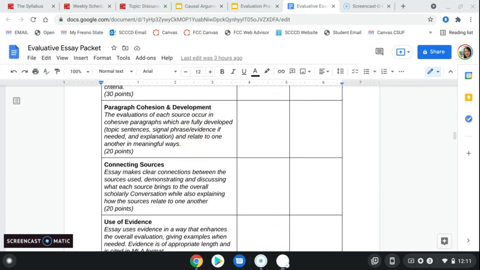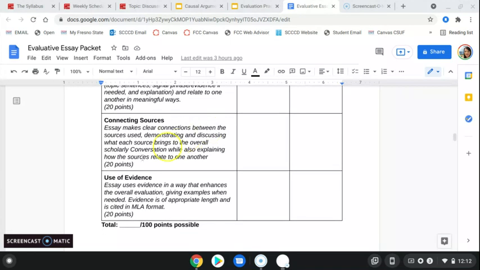As you're completing your evaluations, you should be using complete and cohesive paragraphs. So this is where you get credit for that. That's up to 20 points. Make sure that your paragraphs are each sufficient self-standing paragraphs, but that they also work together to present your overall evaluation of the different sources, right? And then you also get 20 points available for connecting those sources.